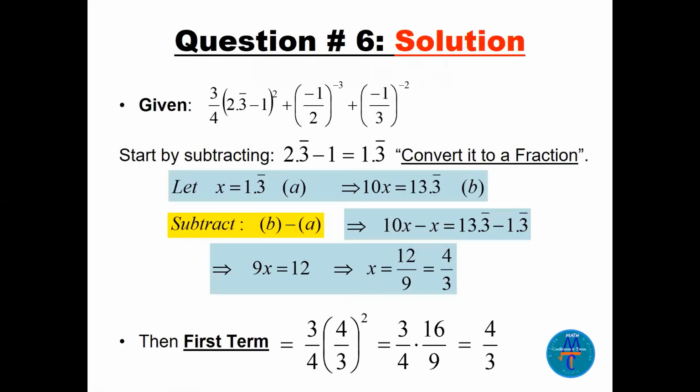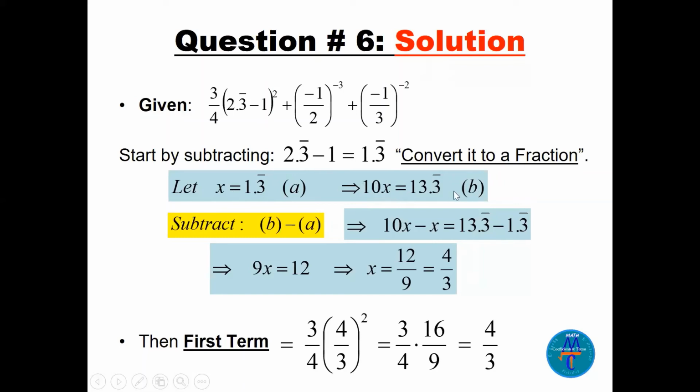Okay, let's go. So first I subtracted 2.3 dash minus 1. See, this is 1.3 dash. Easy, convert to a fraction. So I will show you now the method. Let x equal this number, 1.3 dash. Let's call it equation A. Multiply by 10, because the repeating part is one number, 3. If you have 3, 5, 3, 5, or 3, 6, 3, 6, multiply by 100. Now multiply by 10, I get 13.33333. Let's call it equation B.